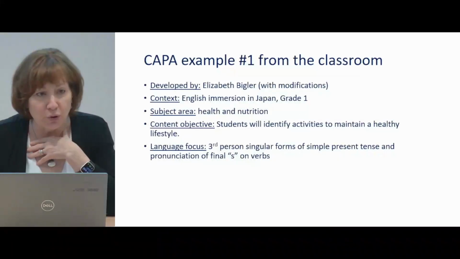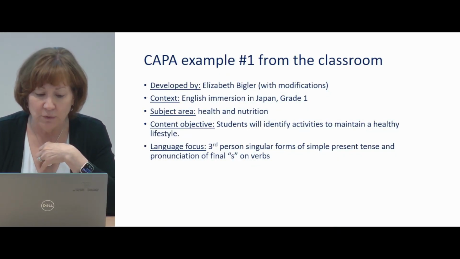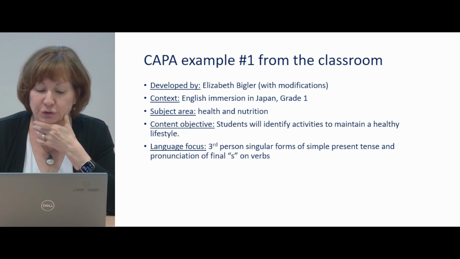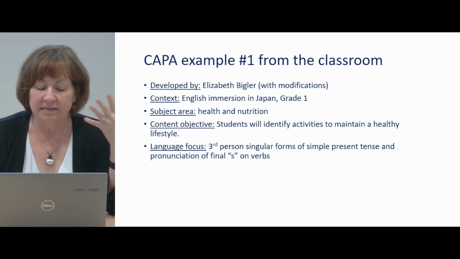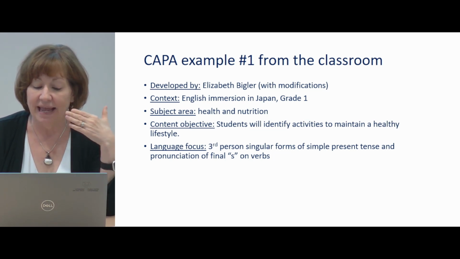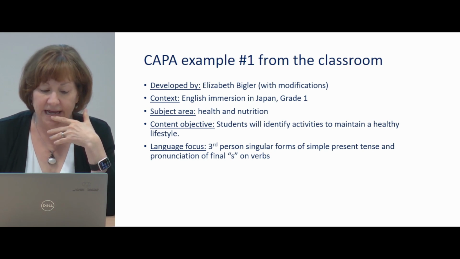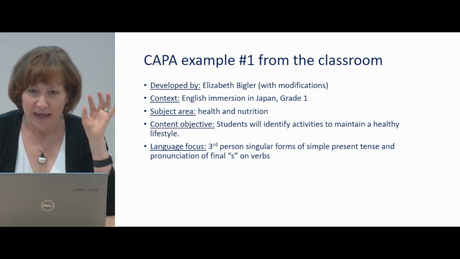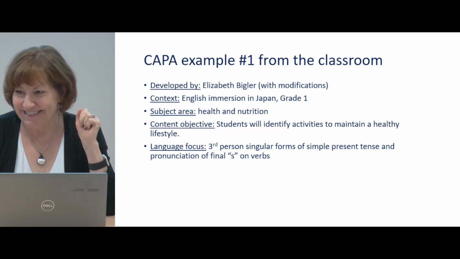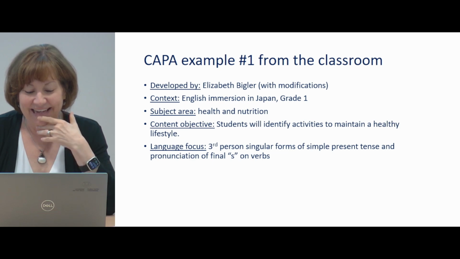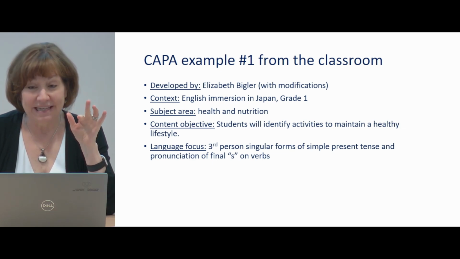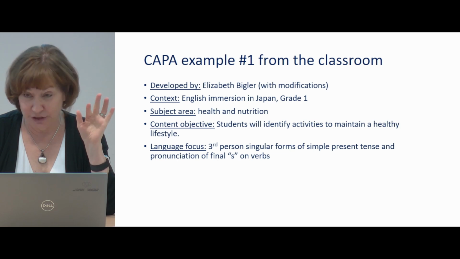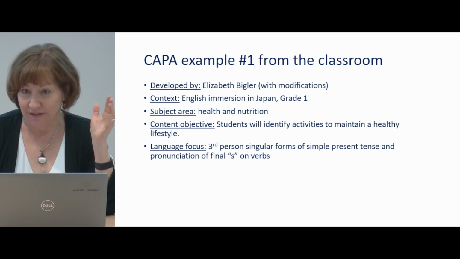Okay, this first example comes from Elizabeth Bigler, who was teaching in an English immersion program in Japan. This was for grade 1. And the subject area was health and nutrition, and she had this content objective that students are going to identify activities to maintain a healthy lifestyle. And the language focus, which of course is extremely difficult to acquire in English, that third person S on the third person singular verbs in the present tense. And also the pronunciation of S at the end of words, because it changes. It's either S or Z, right?